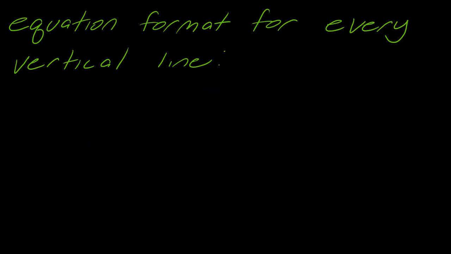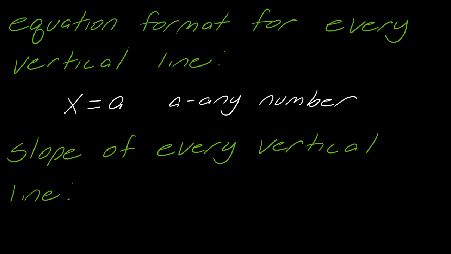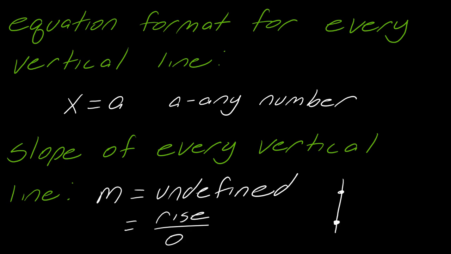So vertical and horizontal lines look a little funny in terms of how their equations are. A vertical line has the format x equals a, where a can be any number. And we just talked about this, right? The slope of every vertical line is going to be undefined. Here's a vertical line: you can have whatever rise you want between 2 points, but the run is always 0. And since we're dividing by 0, that's what makes it undefined.